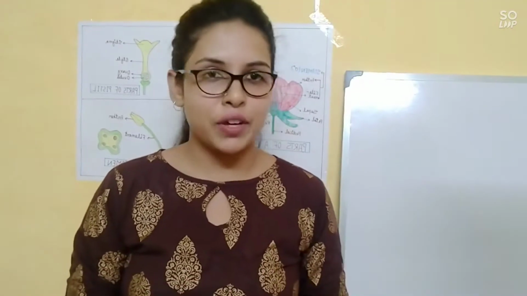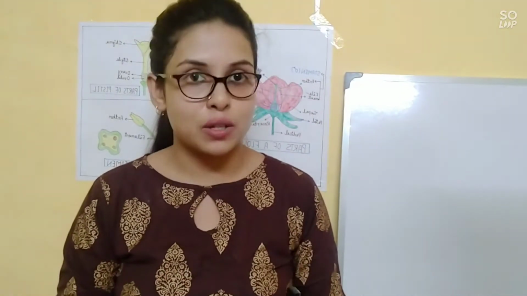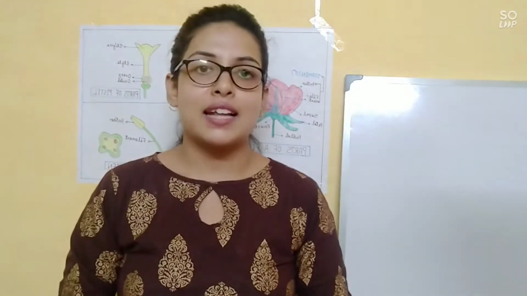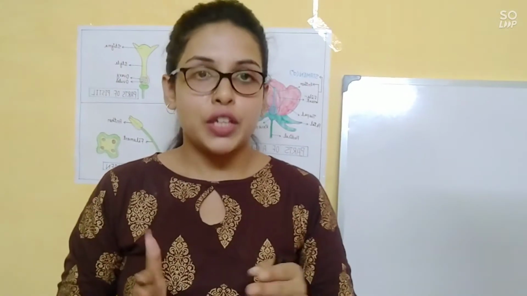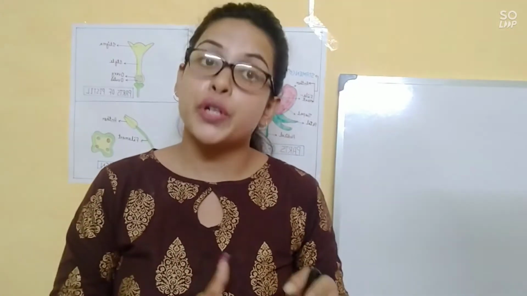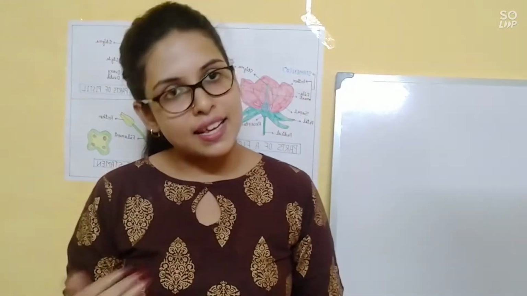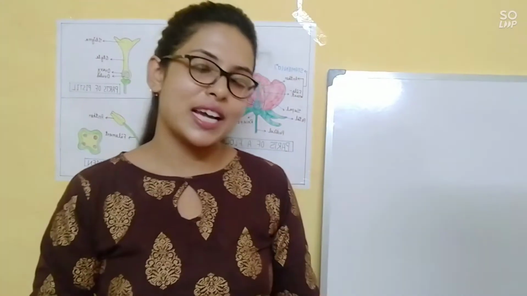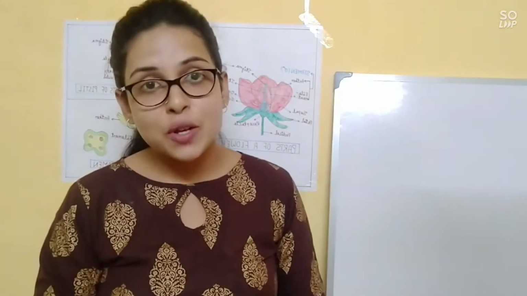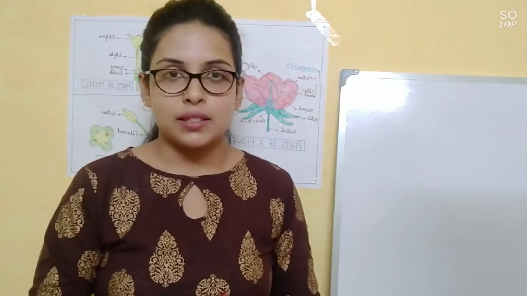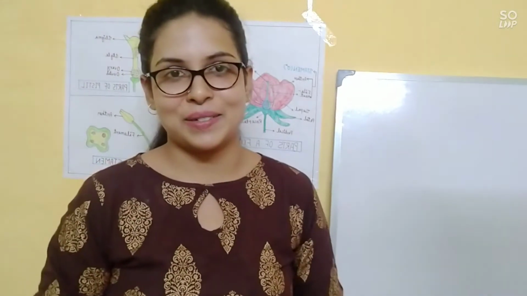So what is reproduction? Reproduction is the fundamental characteristic of all living organisms, including plants. It can be defined as the process by which new individual organisms of the same kind as their parents are produced. So today our main topic is about the different reproductive parts of a flower and how the plant performs sexual reproduction. So let's get started.